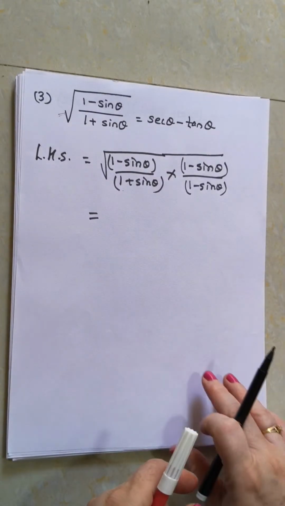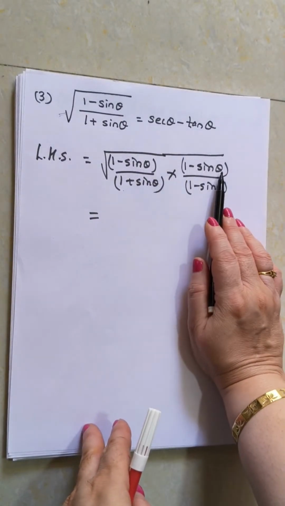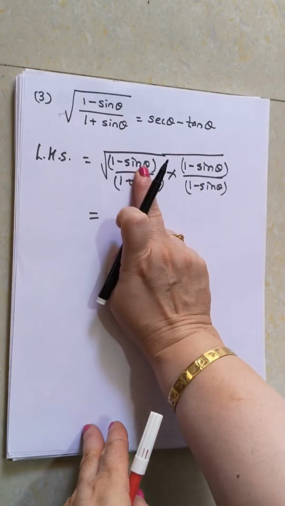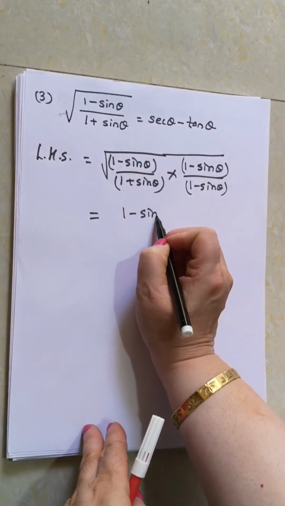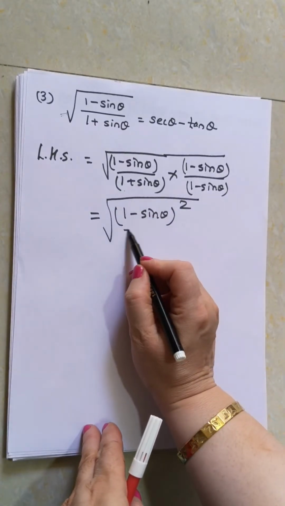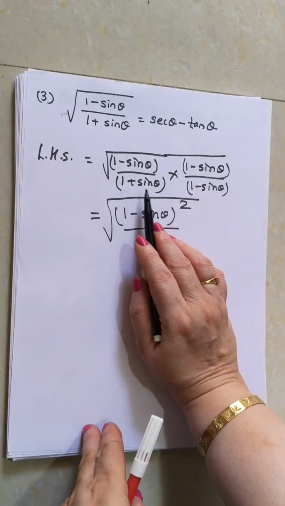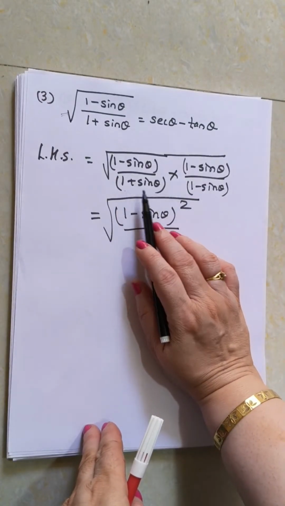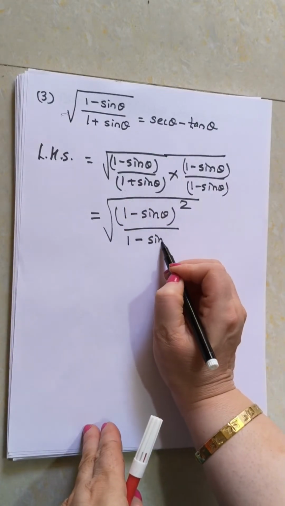Very good, Aditya. So everyone see 1 minus sine theta, 1 minus sine theta. Suppose this is A and this is A. So A into A is A square, that means 1 minus sine theta bracket square. And here the denominator is 1 plus sine theta, 1 minus sine theta. So this is A plus B, A minus B, that is A square minus B square, means 1 square is 1 minus sine square theta.